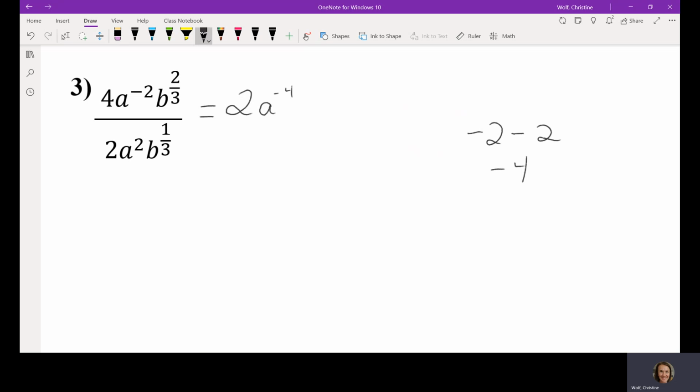Now with the b's, I have fractional exponents I can subtract. So I'm going to write that over here. I have 2/3 up top minus the 1/3 on the bottom. You already have common denominator, so you just go ahead and subtract the tops. 2 minus 1 is 1. Easy. So then you write that down, b to the 1/3.